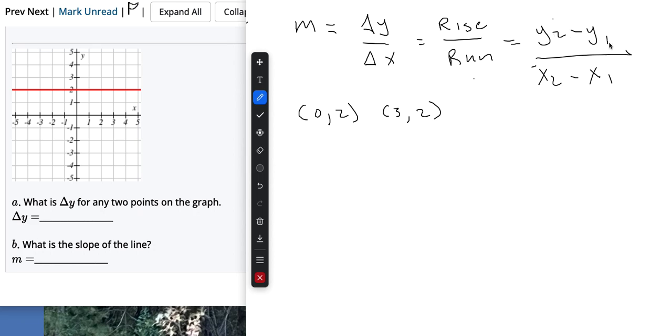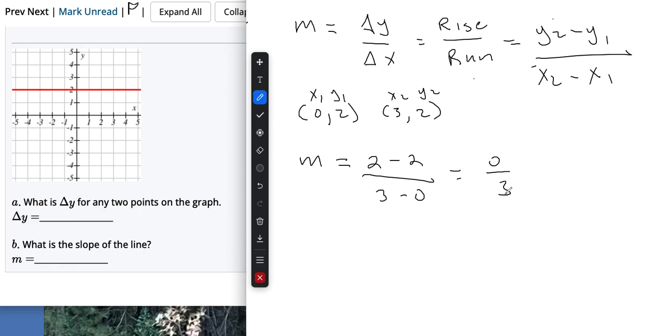And then up here is our slope formula, y2 minus y1 over x2 minus x1. So let's do that. y2 minus y1 would be 2 minus 2, and then x2 minus x1 would be 3 minus 0. So that's my x1, y1, and my x2, y2. Calculating that, I get 2 minus 2 is 0 over 3. 0 divided by 3 is 0.